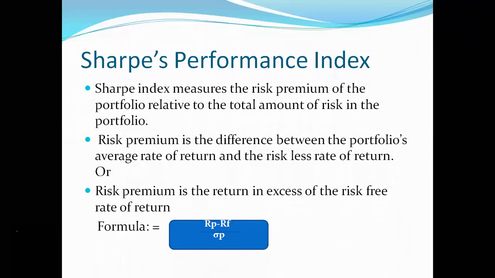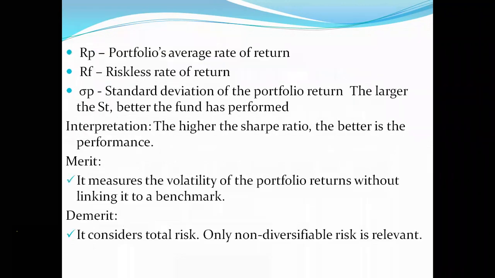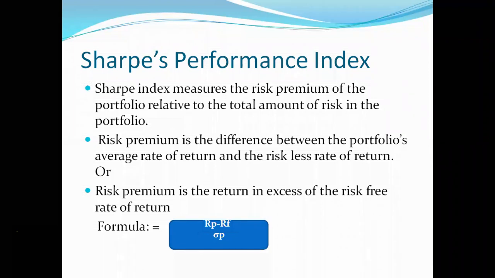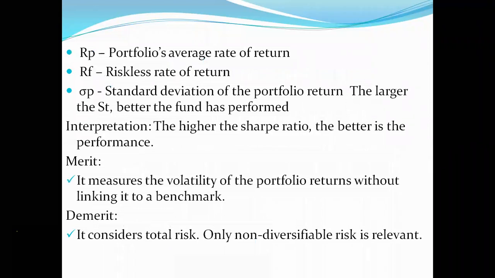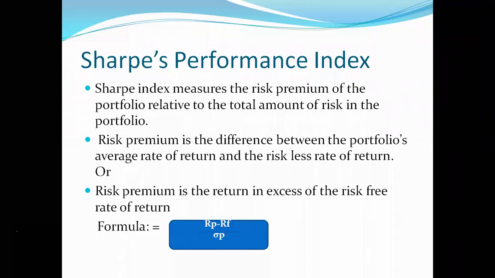After this, we will make a comparison between Sharpe and Treynor. Sharpe's performance index gives more relevance to the total risk of the portfolio. It means it considers the diversifiable risk as well as the undiversifiable risk. This formula is important because it will help us in calculating the problems on the basis of evaluation models. So we will understand what this formula is all about.